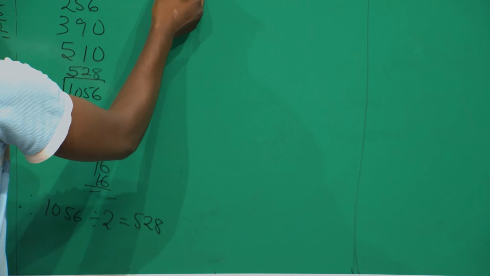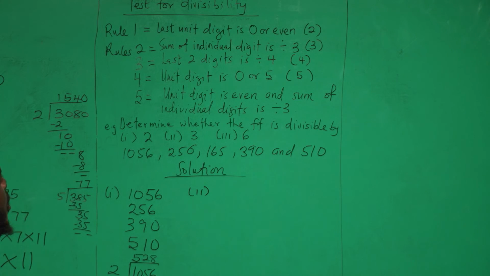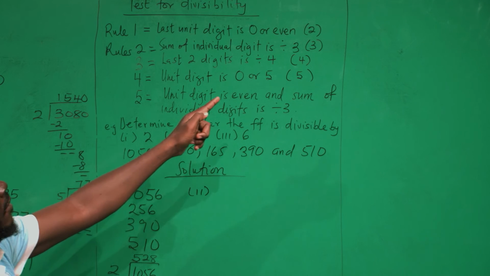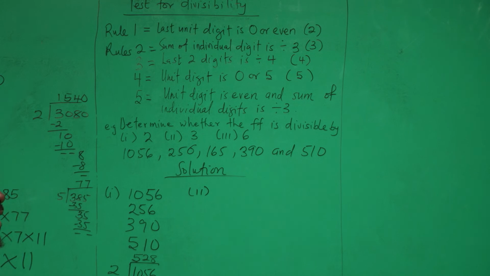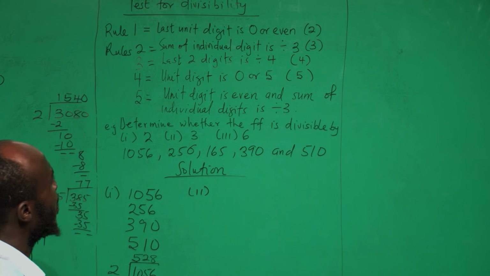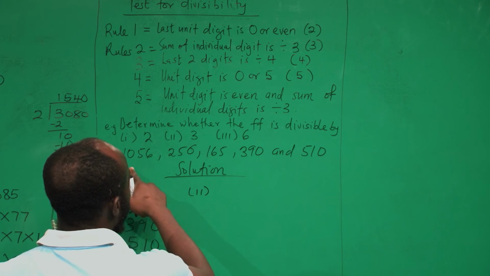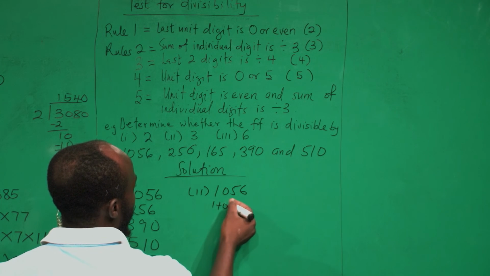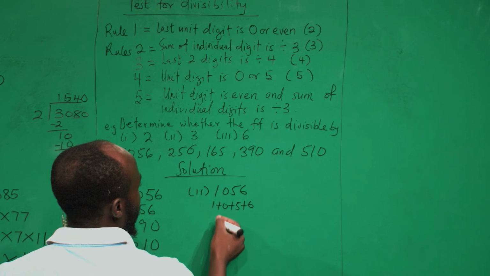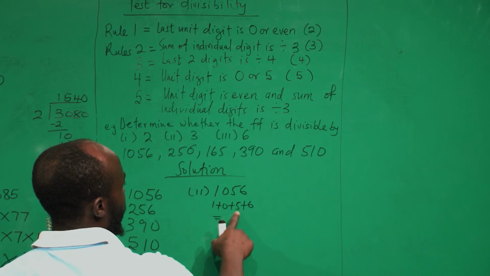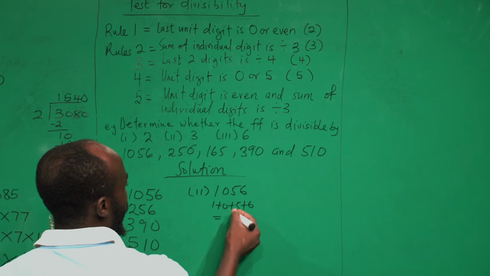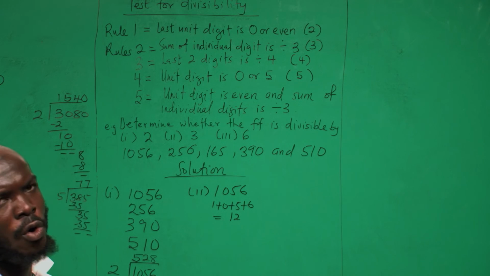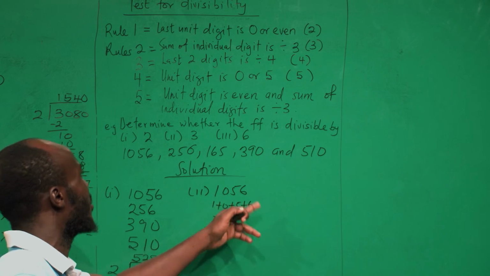Let's go to part II and take 3. They say for a number to be divisible by 3, the sum of the individual digits must be divisible by 3. When the answer is divisible by 3, then 3 can divide such a number. So let's take the first one, 1056. Let's add them: 1 plus 0 plus 5 plus 6. 1 plus 0 is 1, plus 5 is 6, and 6 plus 6 is 12. Saying our times table, 3 times 4 is 12. So this means 1056 is divisible by 3.